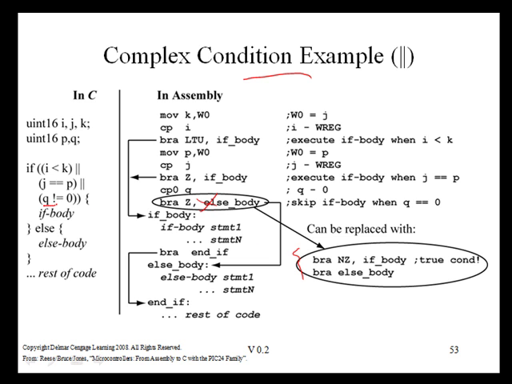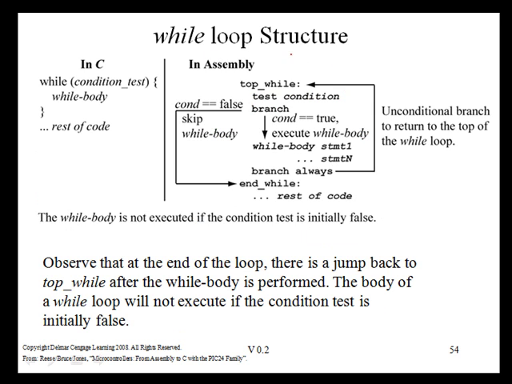In that case, we want to have a branch on the true condition. The true condition for q not equal to 0 is going to be the z flag equal to a 0. So we need a branch on not 0 to the if body. That's the true condition. We're going to follow that with an unconditional branch to the else body to execute the else body statements. So let's begin talking about looping structures.